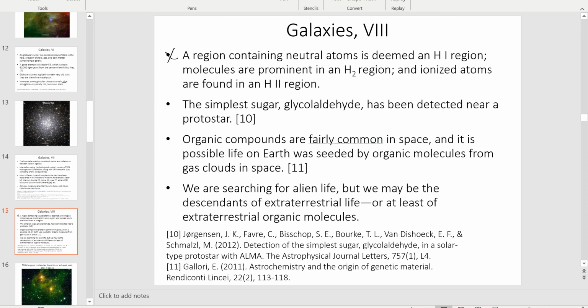I have a sort of extraneous piece of information here, which is glycoaldehyde has been detected near a protostar. That's just a simple sugar. Okay, that's just a factoid that's interesting to note, going along with complex molecules being found in somewhat surprising places. Organic compounds, therefore, are actually relatively common in space, at least more common than you would think.